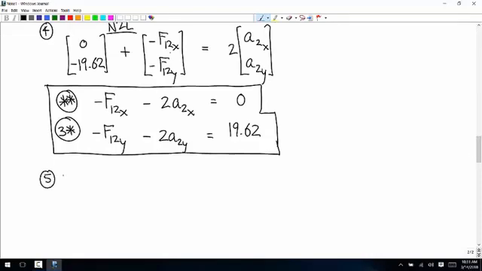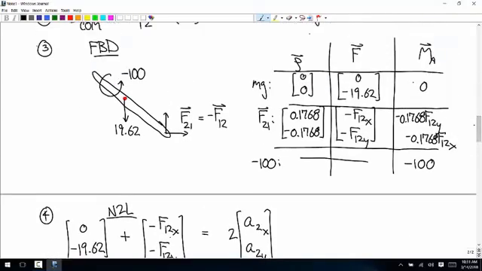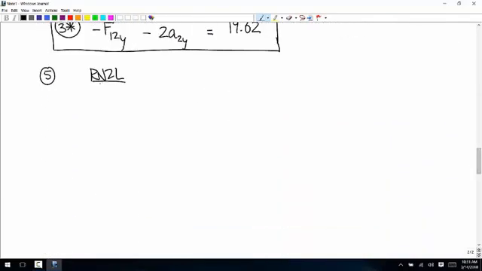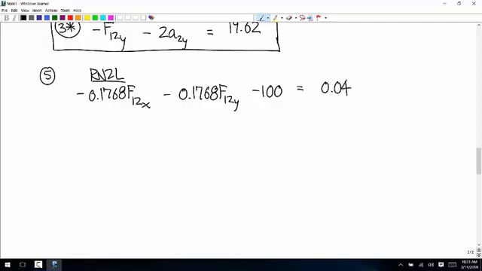And then step 5 is the moment equation. And that says negative 0.1768 f12x minus 0.1768 f12y minus 100 is equal to the mass moment of inertia times alpha 2.